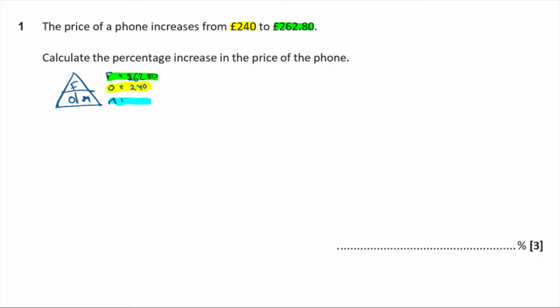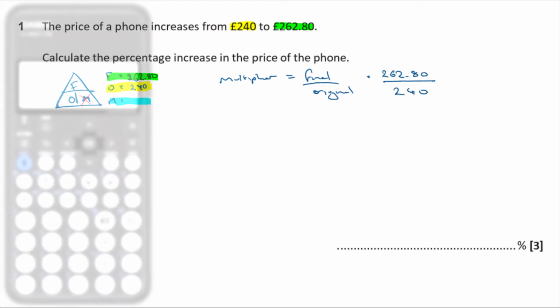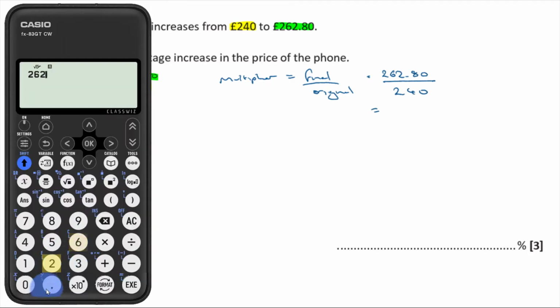Okay, so then what we do is we cover up the thing we want to find. In this case, it's the M, and that tells me what to do with the other two things. So the multiplier is equal to the final divided by the original, which is £262.80 over £240, and that comes to, calculator, 262.8 divided by 240, that comes out to be 1.095.